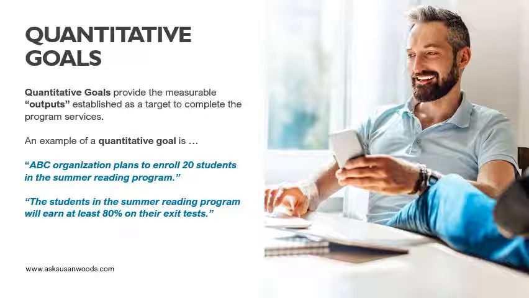And one more point, going back to the first example: ABC organization plans to enroll. You notice the word enroll? It didn't say plans to graduate 20 students, it says plans to enroll 20 students. That's a whole different measurement, enrolling and graduating, because you may have some students who will not graduate from the reading program. So you don't want to set yourself up for failure. Once again, be very careful in how you write quantitative goals, because you will be held accountable for meeting those goals.